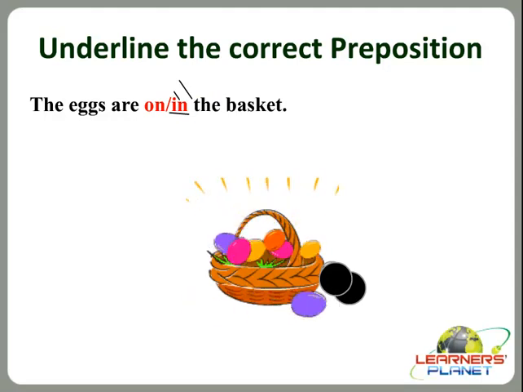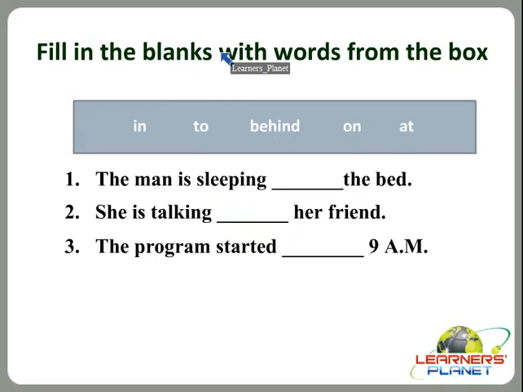Now students, next line, fill in the blanks with words from the box. All the words in the box are prepositions. You have in, to, behind, on and at. And you have to fill 3 blanks. Let us do it. The man is sleeping dash the bed. In the bed, to the bed, behind the bed, on the bed, at the bed.